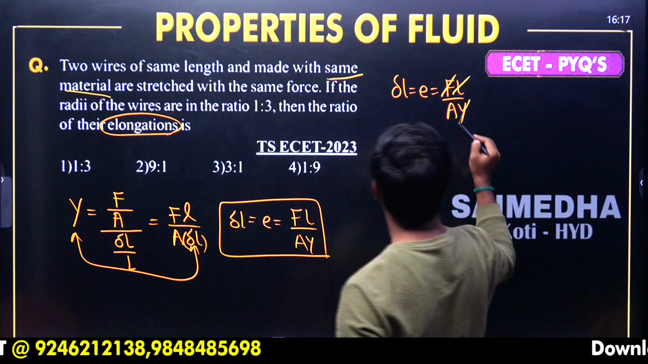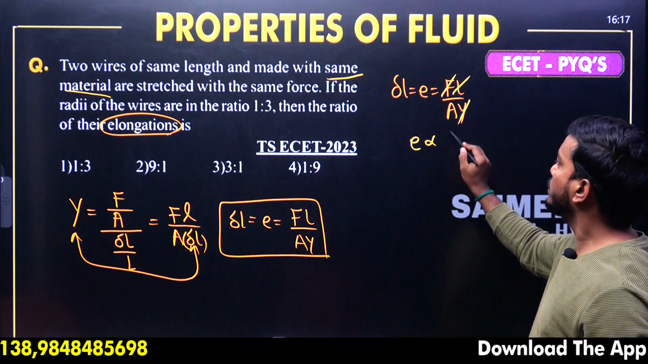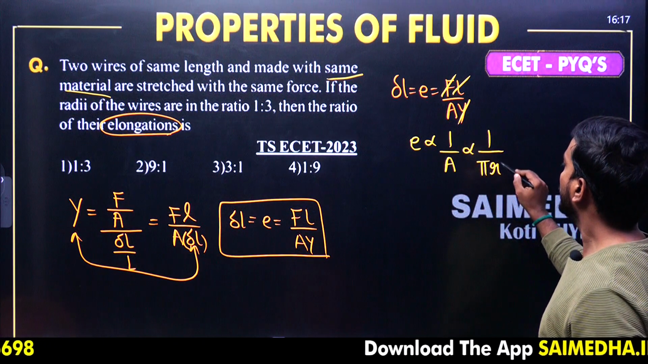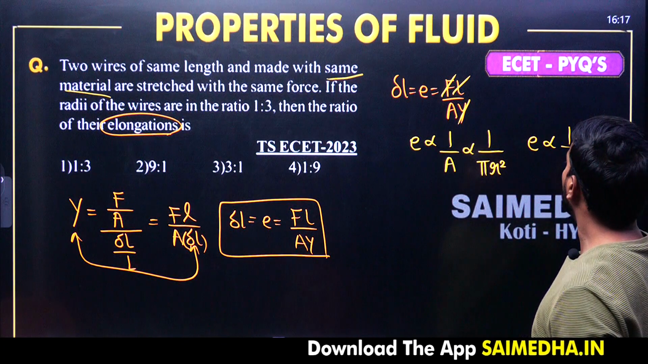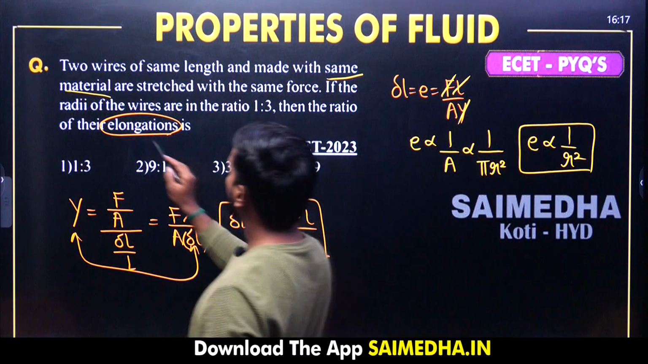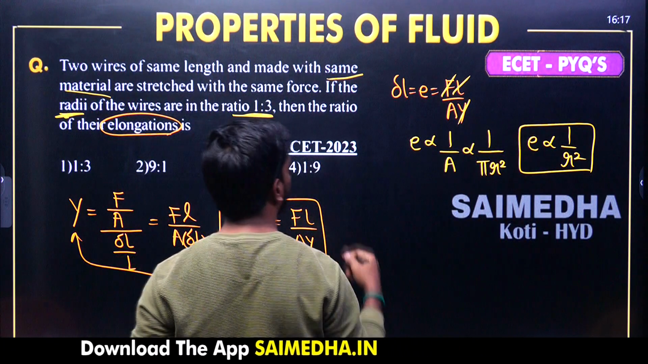That means Young's modulus is also constant. And the elongation is proportional to area. Elongation is proportional to area, and area formula is what? Pi r square. So we can write elongation is inversely proportional to r square. Given in the question, the radii ratio is given as 1:3, then the elongation ratio is asked.